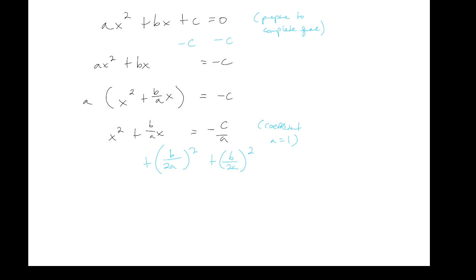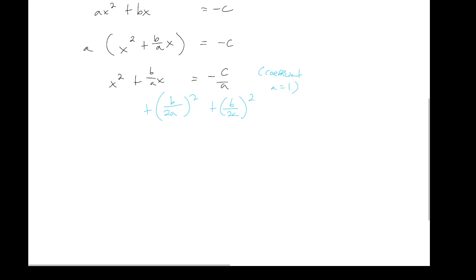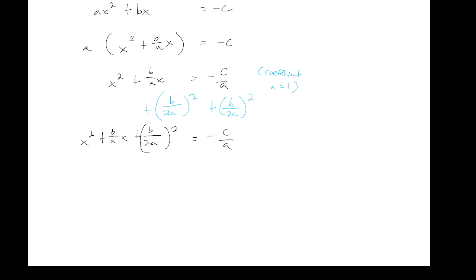All right. So what do I have now on the left side? Well, now on the left side I have x squared plus b over a x plus (b over 2a) squared, right? That's equal to negative c over a plus b over 2a times b over 2a, which is going to give me b squared over 4a squared.